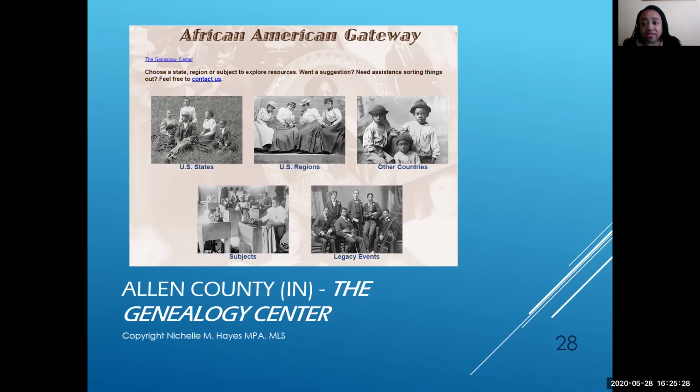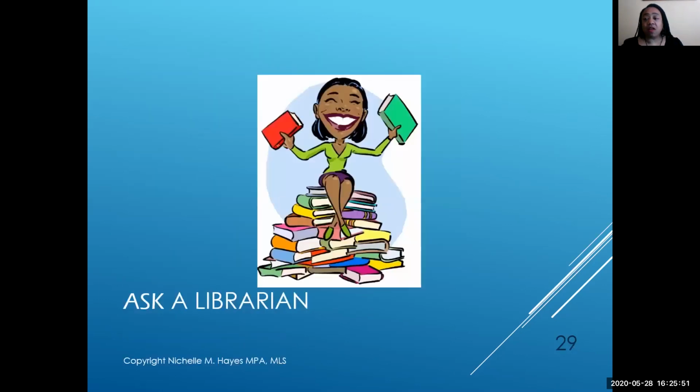Kurt Witcher is the director there, and he does an amazing job. And so they have some amazing resources. If you're ever able to visit in person, please go. But you can also access a lot of information online. So definitely do an internet search for the Genealogy Center in Allen County. So when all else fails, ask a librarian.